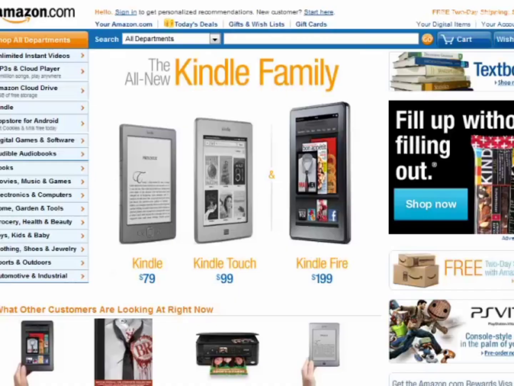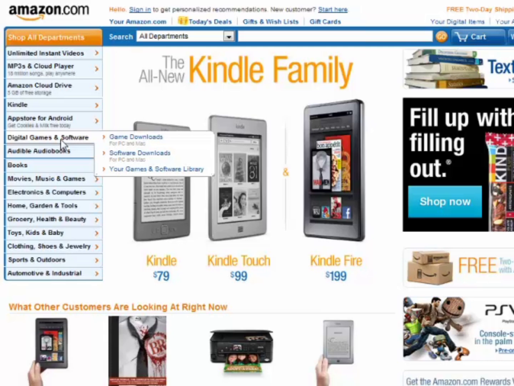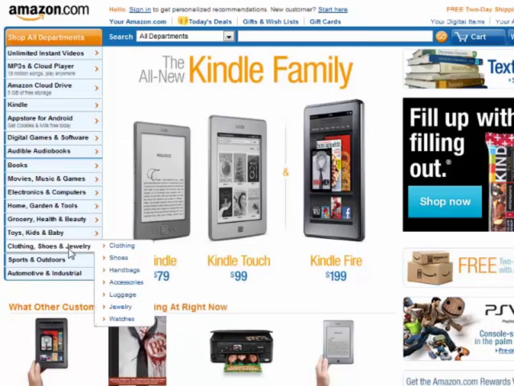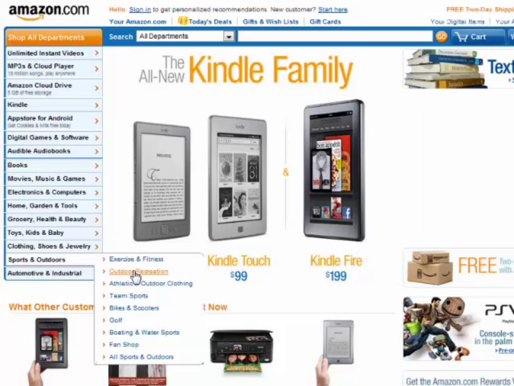So to get started, let me just center this over here a little bit. First, we need to find some products to promote. So over here you have all their different categories. So just simply pick something you're interested in or just something random. I'm going to go ahead and look at, I like sports. I'm going to look at, how about outdoor recreation?